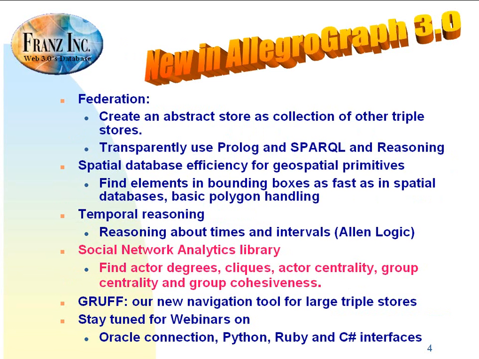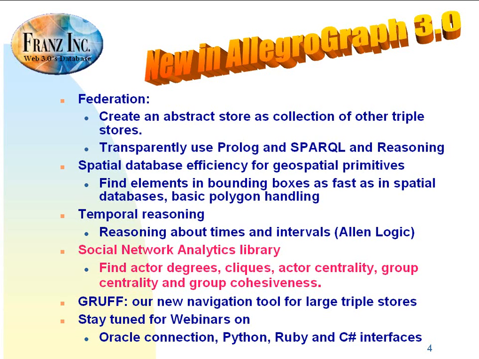And for one time in my life, I want to use one of these crazy PowerPoint titles. So what are the new features? Well, first, in 3.0 we have federation, which means that you can now load triples in separate databases. But then if you want to query them, you just create one abstract store and you tell the system all the other stores that belong to the federation, and then you can transparently use Prolog or SPARQL reasoning against that abstract store.